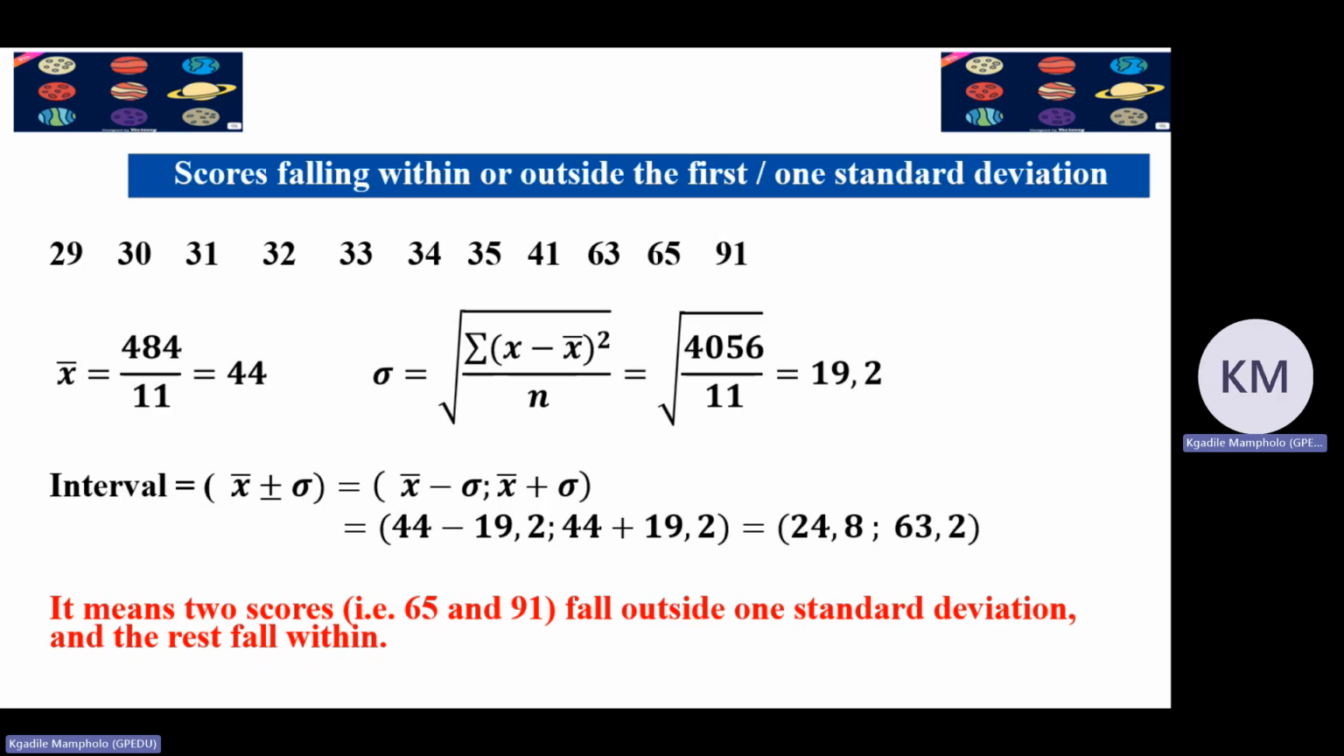So if they say, what is the percentage of the scores which fall outside one standard deviation? You say there are only 2. Then say 2 over 11 times 100. And sometimes they'll play with words.